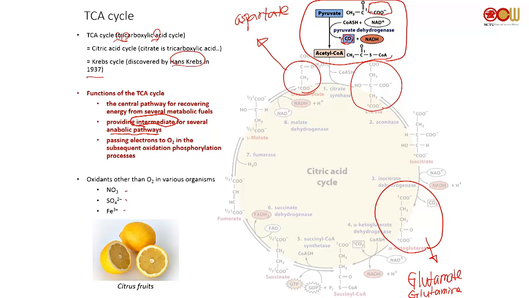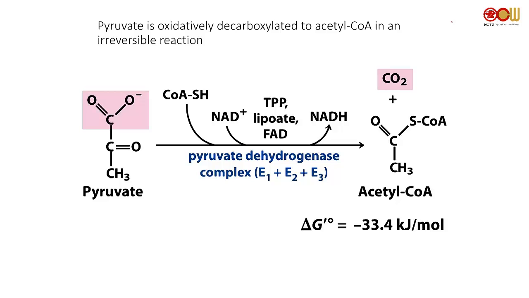It's kicked out to form CO2. And here, this carbon becomes attached to a CoA, a thiol. Essentially, here you're making a thioester. Right, this guy is a thioester. Now, here is a little bit of something that I want to see if you guys remember.